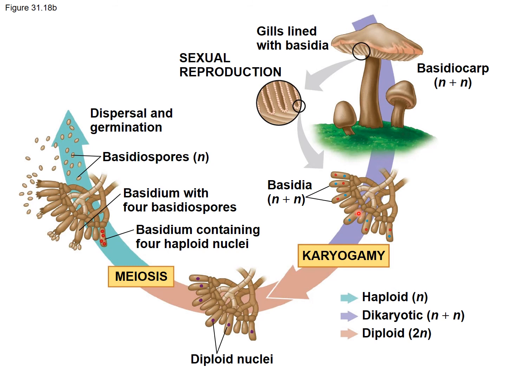Eventually, these haploid nuclei are going to fuse during the process of karyogamy, and this is going to form diploid nuclei. These diploid nuclei will eventually undergo meiosis to produce 4 haploid spores. Now, these are haploid nuclei at this point, at this stage right here.